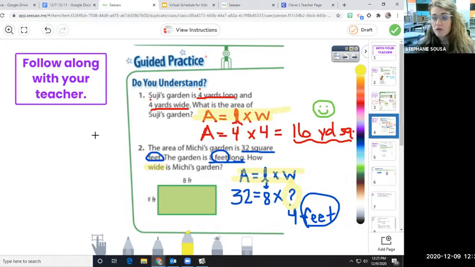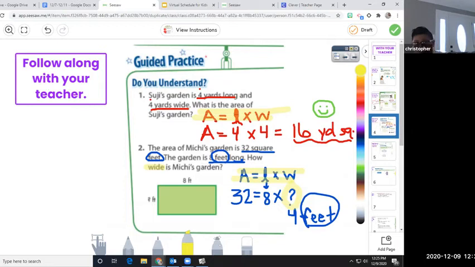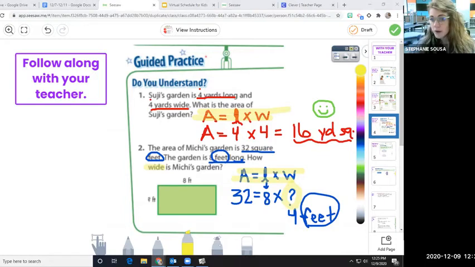Questions on how to solve problems 1 or 2. When I don't hear questions, it tells me that people understand and are going to do awesome. Okay, I'm seeing questions. Great. Jalen, question. Are we doing division or multiplication?